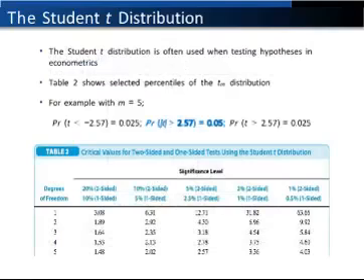Table 2 shows selected percentiles of the t_m distribution, for example with m equal to 5. By observing the positive value of a two-tailed test, written in the center at 5%, dividing its significance level by 2 gives 0.025 for the left and right sides of the t-distribution.